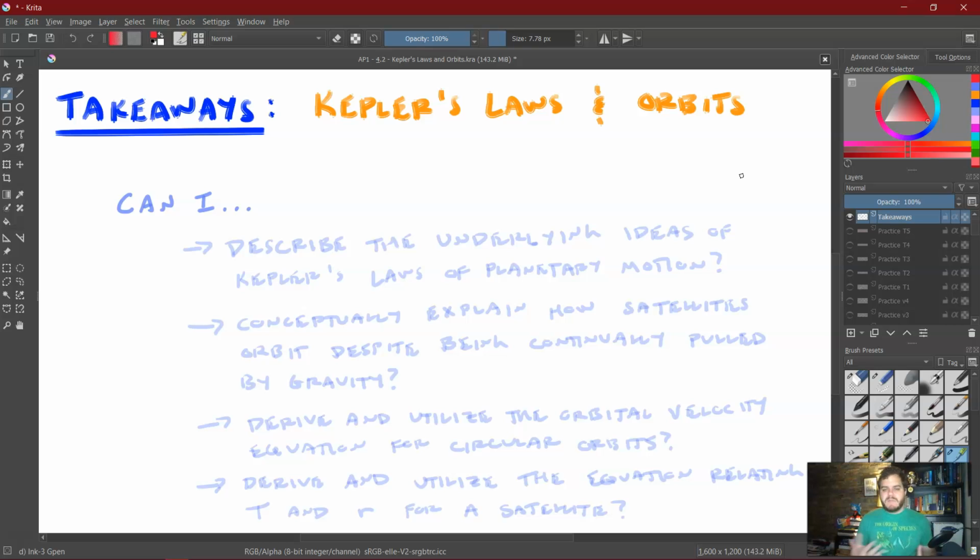And can we derive and utilize the equation relating the period of a satellite's orbit and r, the distance it is from the center of the object it's orbiting? And how did we do that? We set the orbital velocity equation and the tangential velocity equation equal to each other, and then solved. Now, why do we want to be able to derive them? That's mainly because these equations are ones we don't necessarily see all that frequently. So knowing that if I just set these two equal, I can figure it out myself, rather than having to memorize them, is a really useful tool.